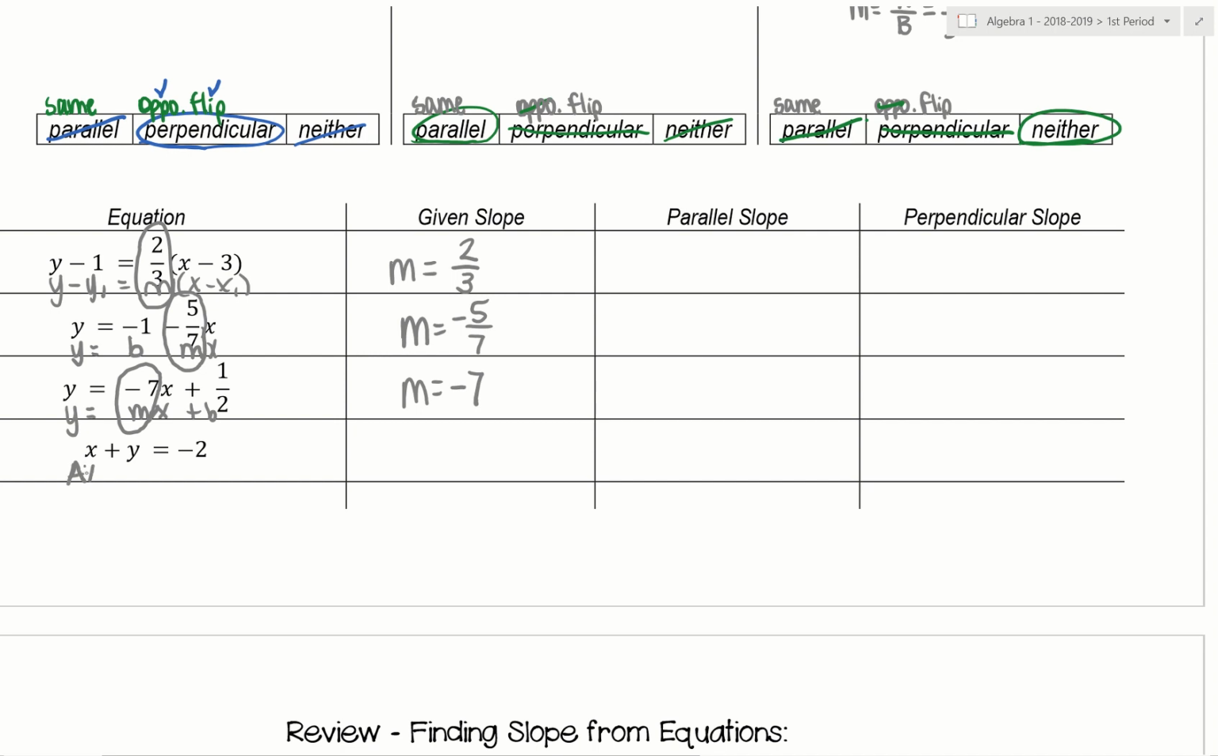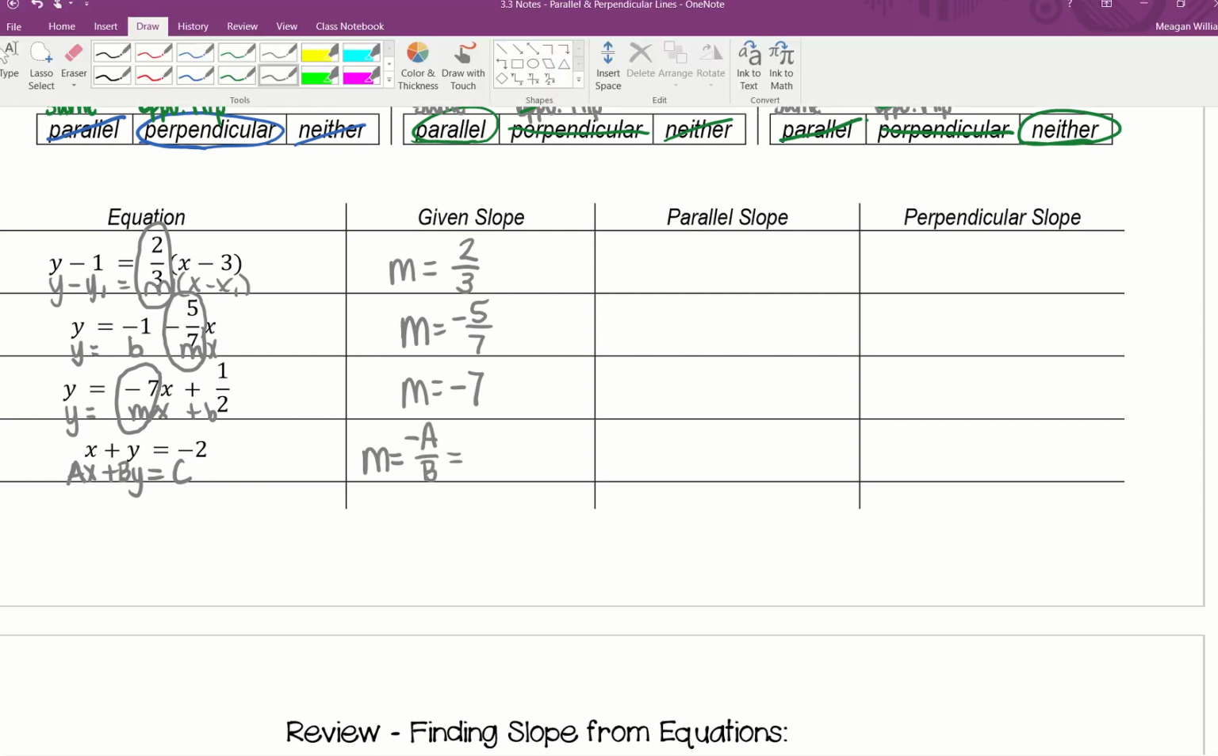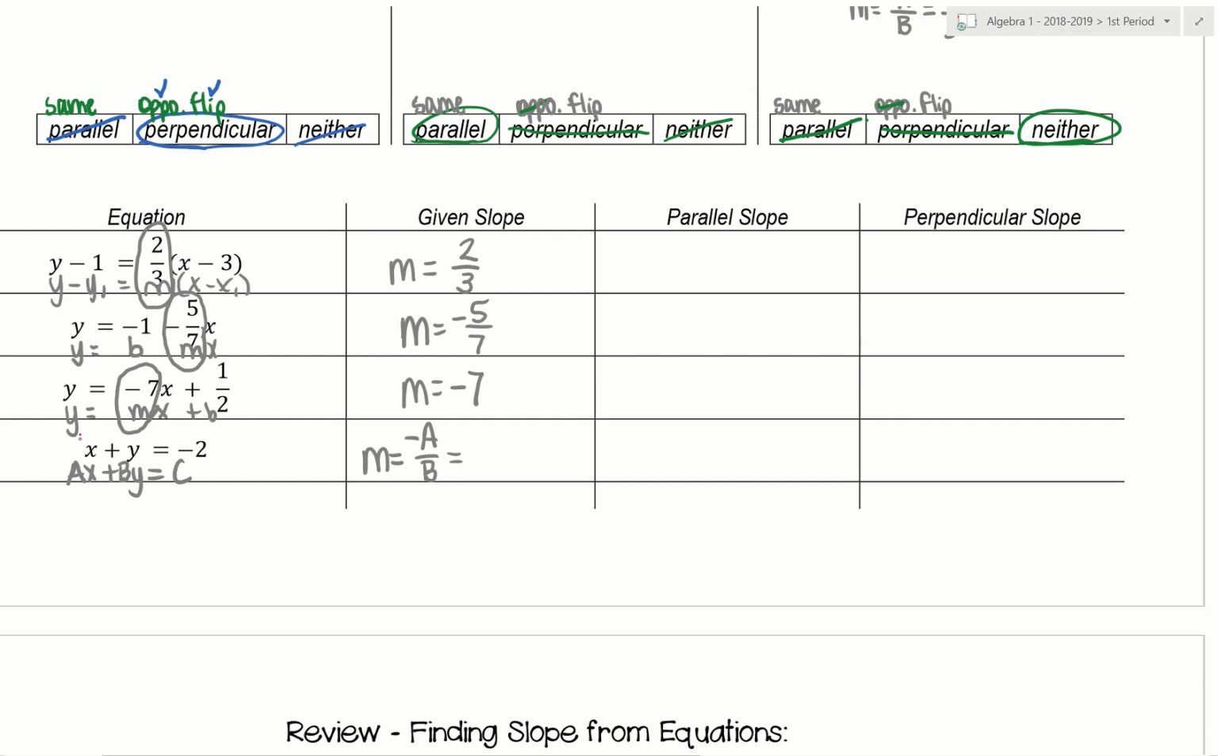This last one is standard form. They're trying to trick you, make you all confused. All you have to do is remember that your slope is the opposite of a over b. And you have to be smart enough to recognize that the understood number in front of your x is 1. The understood number in front of your y is 1. So the opposite of 1 is -1. And the b is 1. That would simplify to be -1 here.